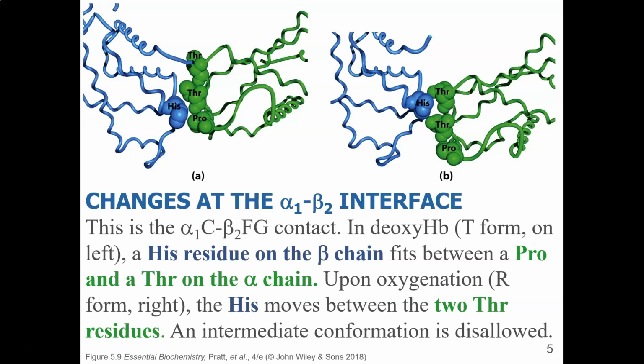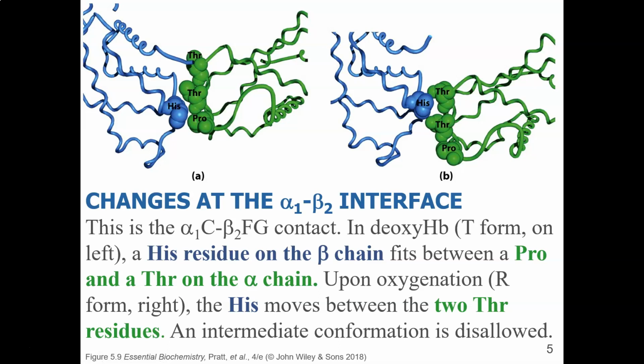This is specifically the alpha-1 beta-2 interface. In the T form, which is over here on the left, the histidine makes specific contacts with these Thr and Pro residues on the alpha chain. But when that 15-degree rotation occurs, when you convert from the T form, shown here, to the R form, shown here, you can see that the histidine moves way up right here, and now it is contacting these two Thr residues.